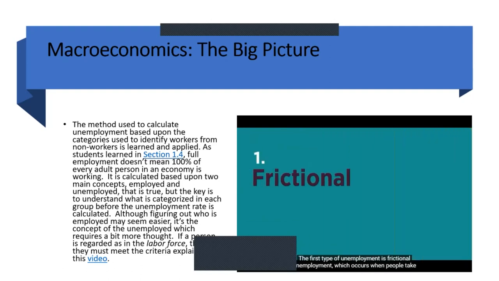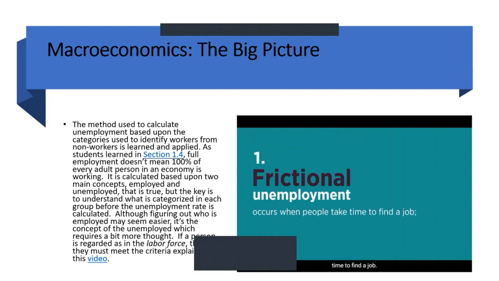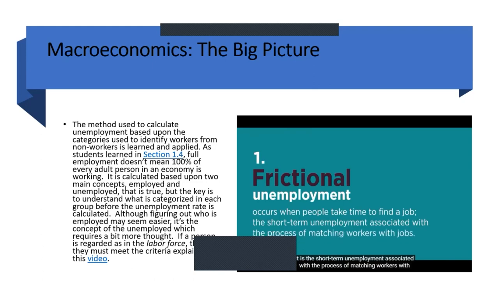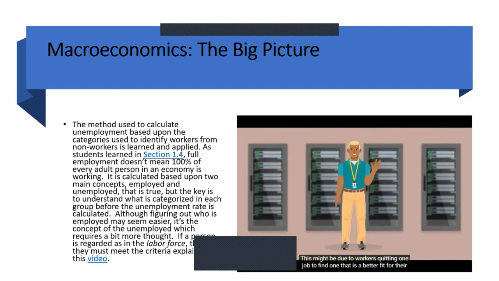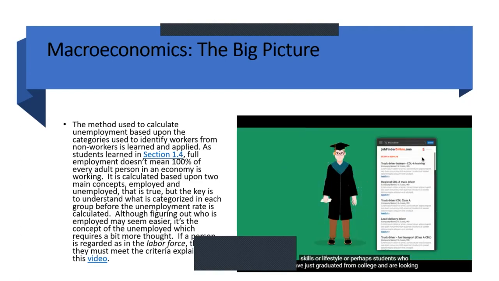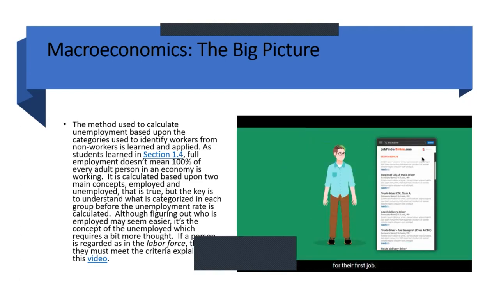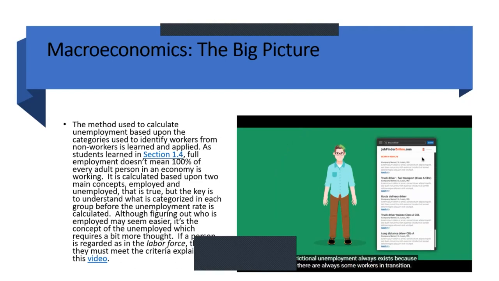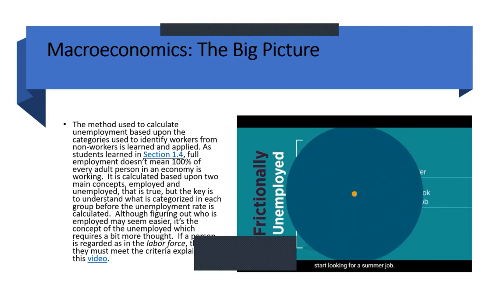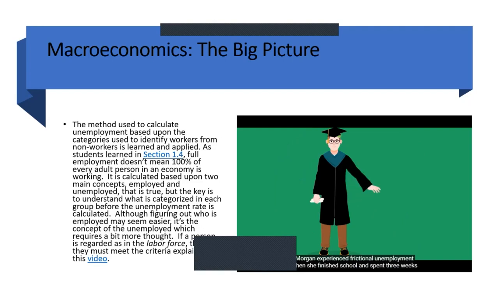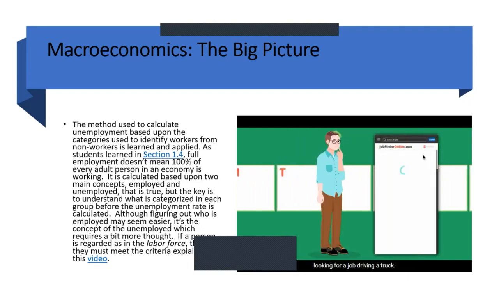The first type of unemployment is frictional unemployment, which occurs when people take time to find a job. It is the short-term unemployment associated with the process of matching workers with jobs. This might be due to workers quitting one job to find another that is a better fit for their skills or lifestyle. Or perhaps students who have just graduated from college and are looking for their first job. Frictional unemployment always exists because there are always some workers in transition.